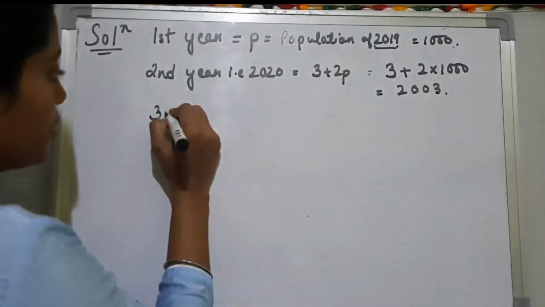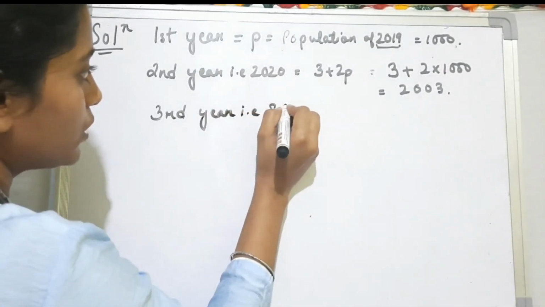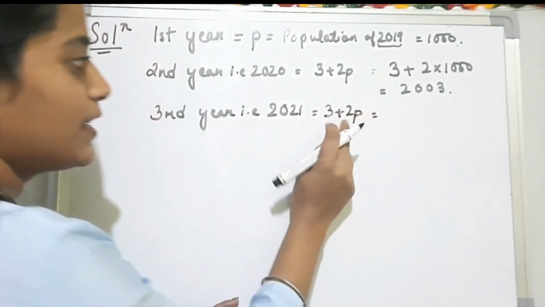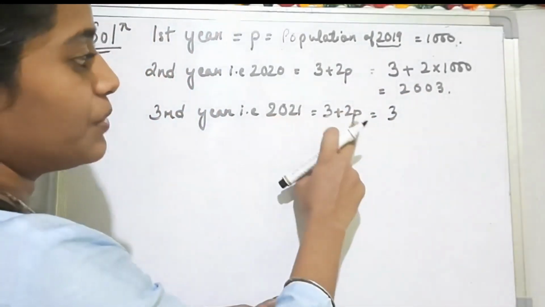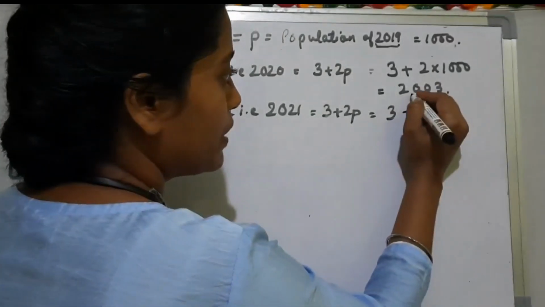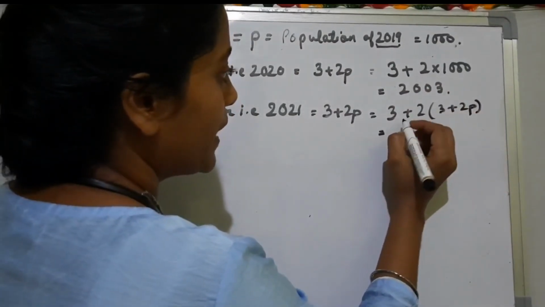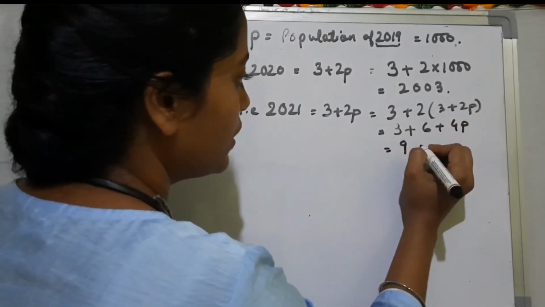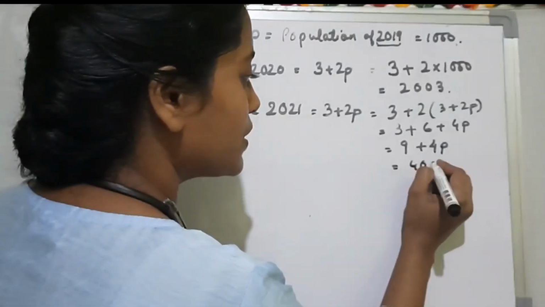Next, the third year population, that is 2021, equal to 3 plus 2P. Here also P is the previous year population. So for this year, that is 2021, the previous year is 2020, that is 2003. So in place of P, we'll write this 3 plus 2P. We will get 3 plus 6 plus 4P, which is equal to 9 plus 4P. And if we do the calculation, we will get 4009.